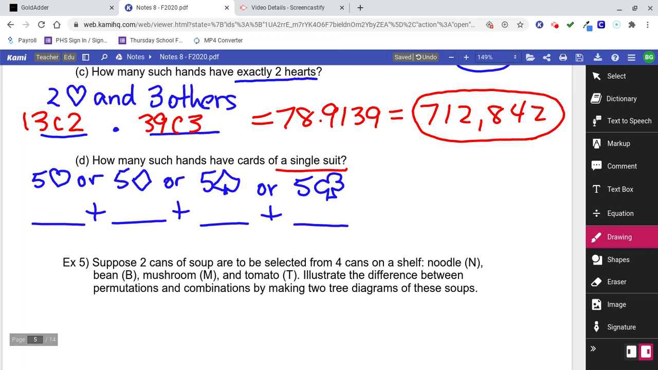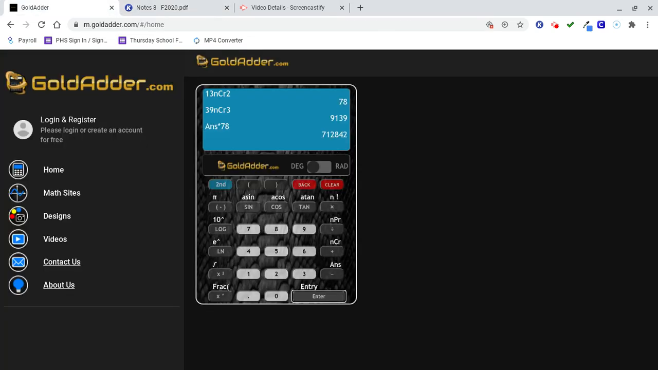We already did 5 hearts, didn't we? Or did we? No, I don't think we did. Never mind. How many ways to deal 5 hearts out of 13? Well, that's just 13 choose 5. 13 hearts, I want 5 of them. Or 13 diamonds, I want 5 of them. Or 13 spades, I want 5 of them. Or 13 clubs, I want 5 of them. 13 choose 5 is 1287.